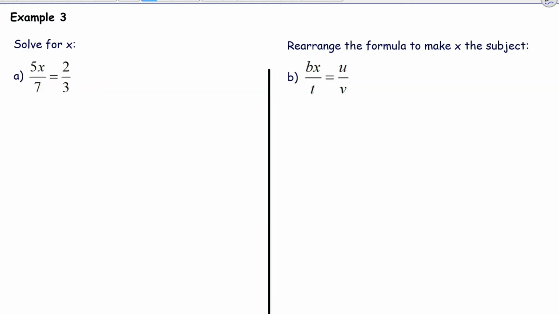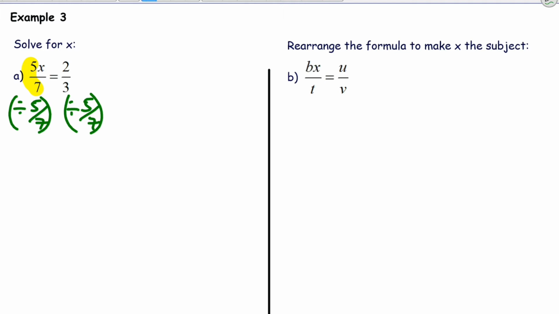Example 3, solve for x. Now, you can apply a trick here, similar to what we've done. Obviously, we can notice here that x is multiplied by 5 over 7. The opposite of multiplying by 5 over 7 is dividing by 5 over 7. So we can go ahead and divide by 5 over 7 on each side, on the left and on the right.